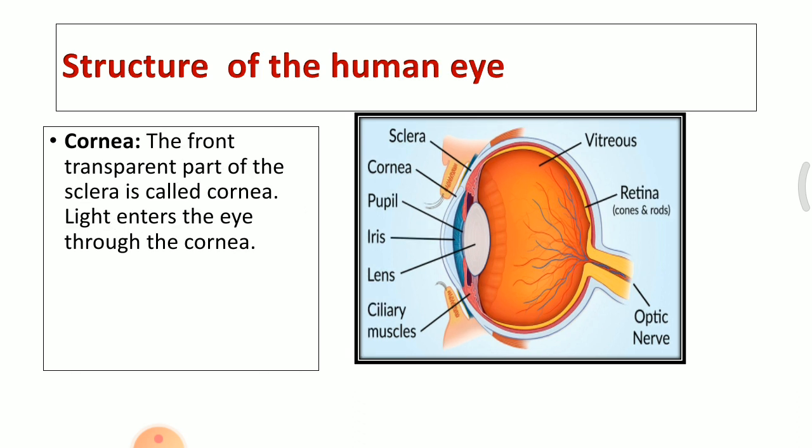The next part is cornea. The front transparent part of the sclera is called cornea. Look at the image. The cornea is the front part of the sclera. So what is the function of cornea? Light enters the eye through the cornea. The cornea is a transparent part placed in front of the eye, and it is also a part of the sclera.